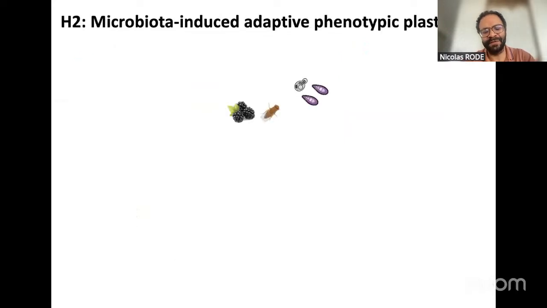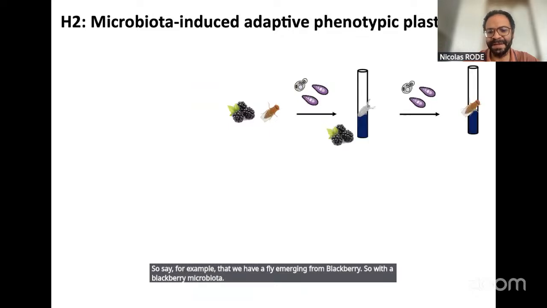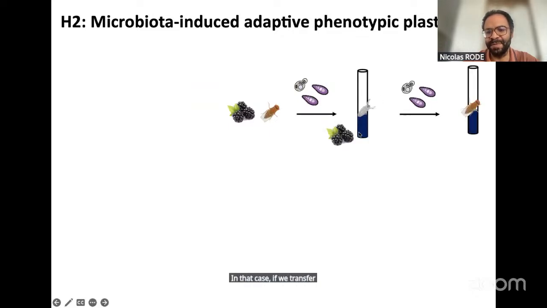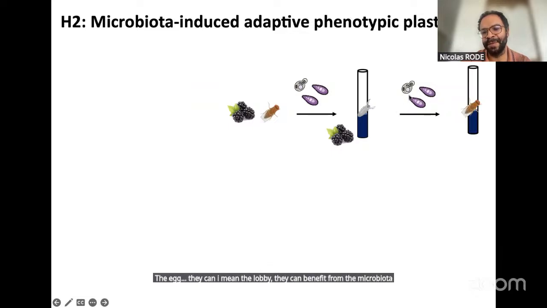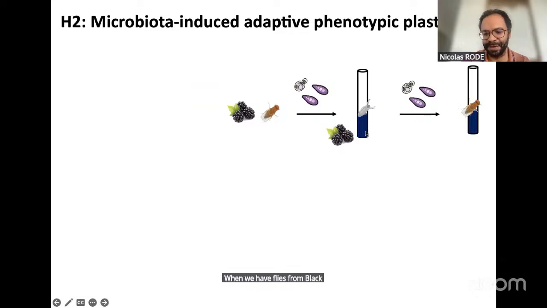So based on this, we could have a hypothesis for the pattern we observe. Say, for example, that we have a fly emerging from blackberry, so with a blackberry microbiota. In that case, if we transfer the fly to a blackberry medium, the eggs and the larvae can benefit from the microbiota because the microbiota grows well on this medium. And so the flies can use this protein, and then we see a high egg-to-adult survival when we have flies from blackberry on blackberry medium.